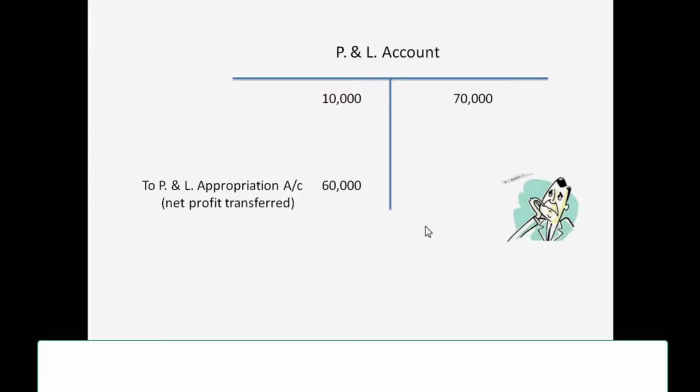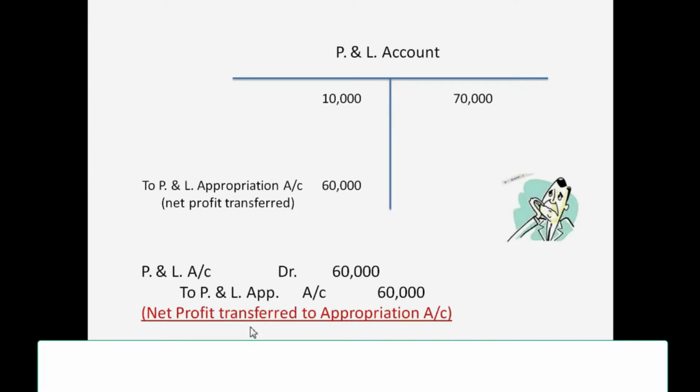And now we can easily compose the entry also for this purpose. This 60,000 is on the debit side of P&L account, so in the entry it will be debited, and it is transferred to P&L appropriation account. So to P&L appropriation account, net profit transferred to appropriation account. So after passing this entry, P&L account is closed. Now there is no more balance in the P&L account. Total of both the sides are equal, 70,000 on the credit side, 70,000 on the debit side. So P&L account is closed.